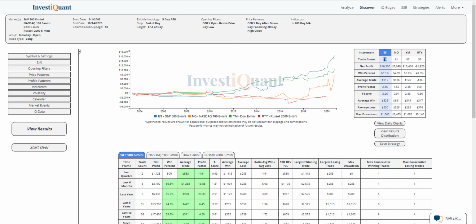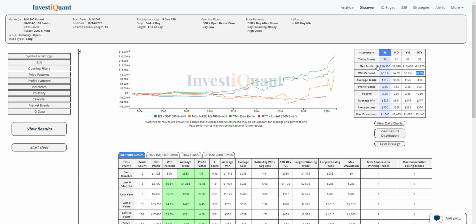You can see we've got 76 samples here. The win rate on these, 63%. For the NASDAQ, 61 samples, not quite as strong, 54%. The Dow is very similar to the S&P. It's got 83 samples, so a few more samples and a little bit stronger win rate. And then the Russell is more neutral. It's got 53 samples and 49% win rate. So that one is pretty mixed, not much of an edge showing up there at all for the Russell.